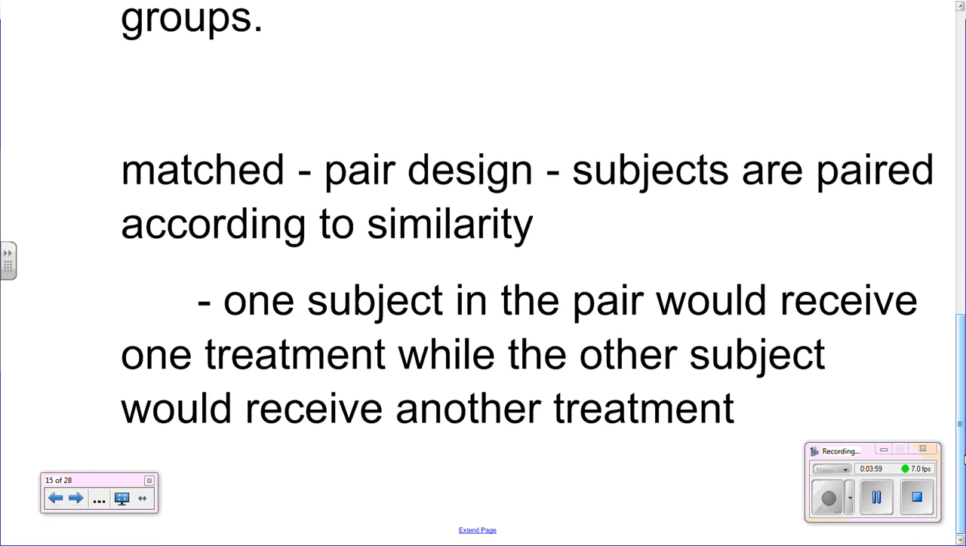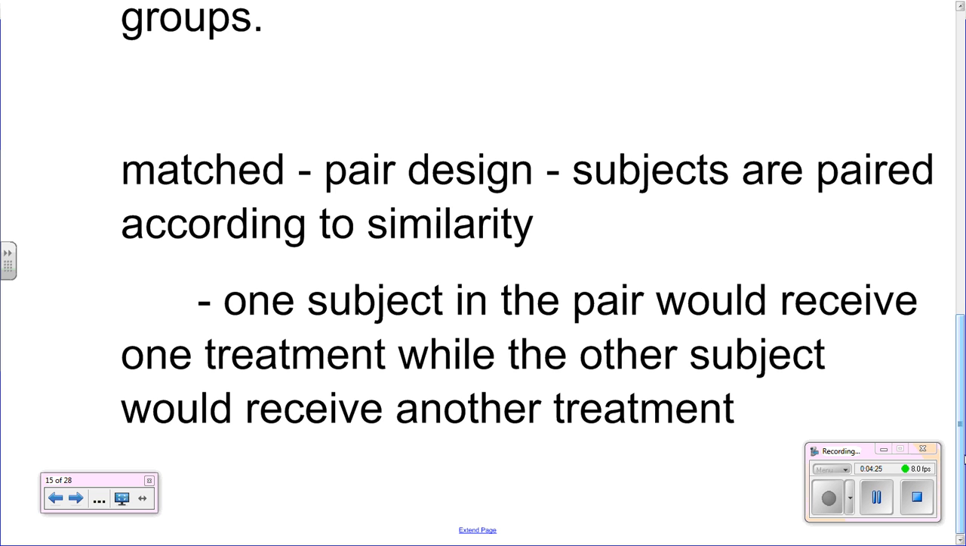The other one is a matched pair design. Subjects are paired according to similarity. So one subject in the pair would receive one treatment, while the other subject would receive another treatment. So you would pick pairs based off of demographics, like 30-year-old white female. We would get two 30-year-old white females, and we would pair them together. One of them would get the placebo, the other one would get the treatment.